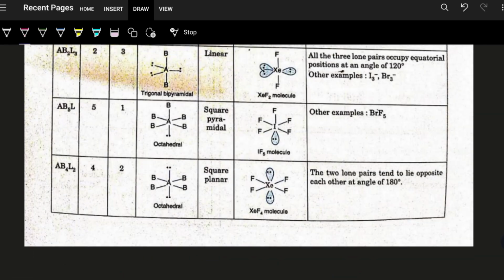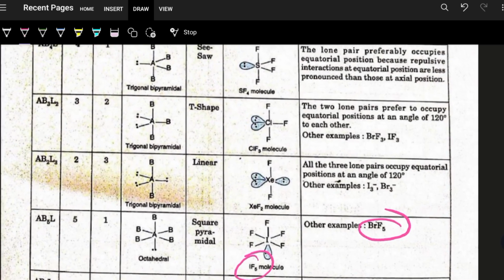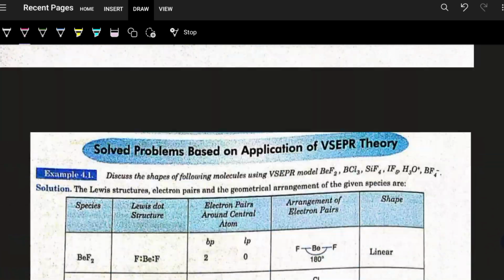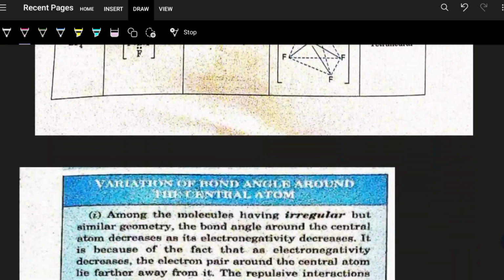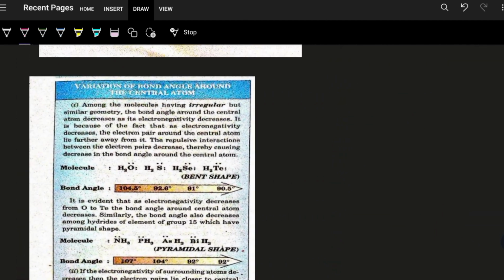This is a question. Now here BrF5, this also BrF5, IF5, these all things. Xenon compounds we have already seen, so not to see this. Next, we are moving to this part, which is not there, but it is there as a question in NCERT. That is, when you see the bond angle of H2O, H2S, H2Se, and H2Te, they are what? They are around the central atom.